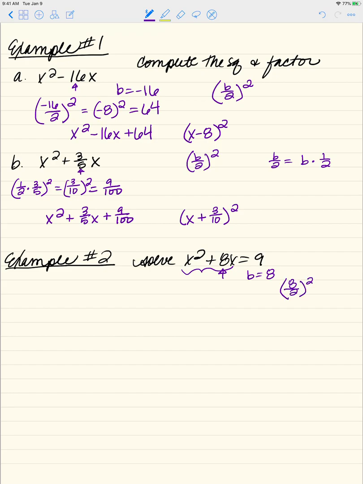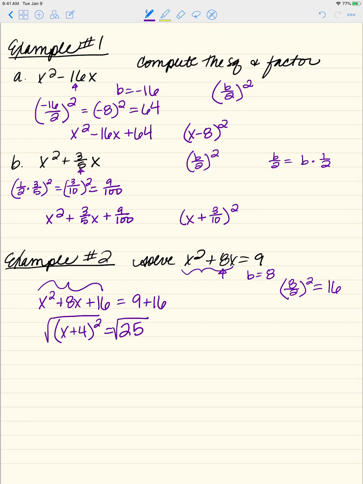So that's b over 2 squared. 8 over 2 is 4. 4 squared is 16. So now we have x squared plus 8x plus 16. If I add 16 to the left side, I need to also add 16 to the right side of the equation. Okay? Now, factor this perfect square trinomial, x squared plus 8x plus 16. That is x plus 4 squared is equal to, now that's equal to 25. It's not equal to 0. Okay? So now I need to solve this using the square root property.